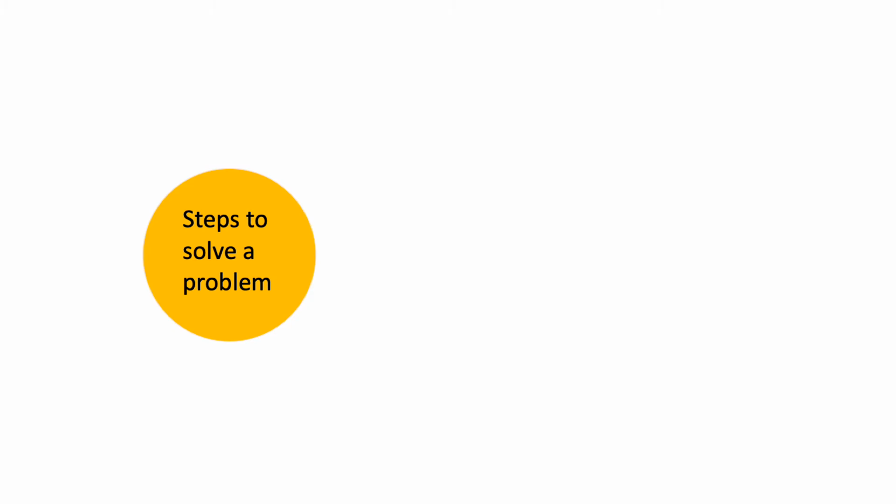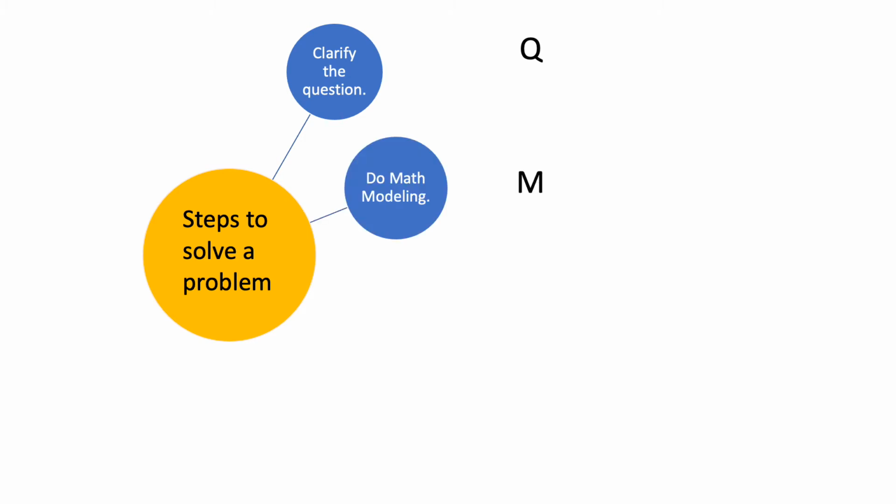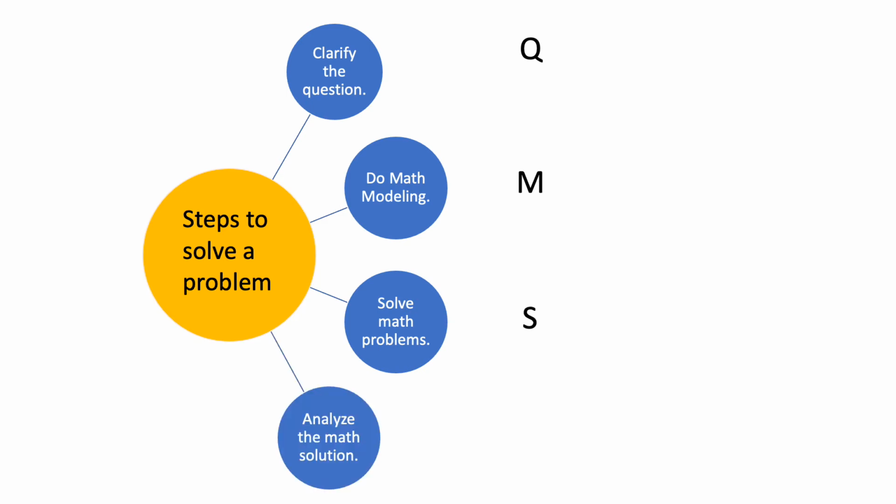I introduced this diagram in my lectures to help you practice solving a problem systematically. There are 4 steps. First, clarify the question; let me say it is the Q step. Second, do math modeling, the M step. Third, solve the math problem, the S step. Finally, analyze the math solution, the A step. Okay, so let's take the steps.